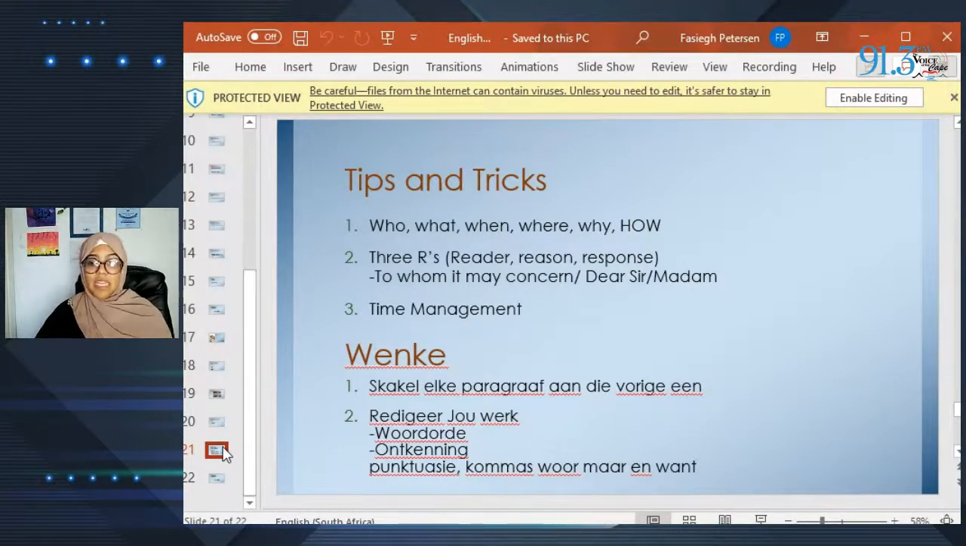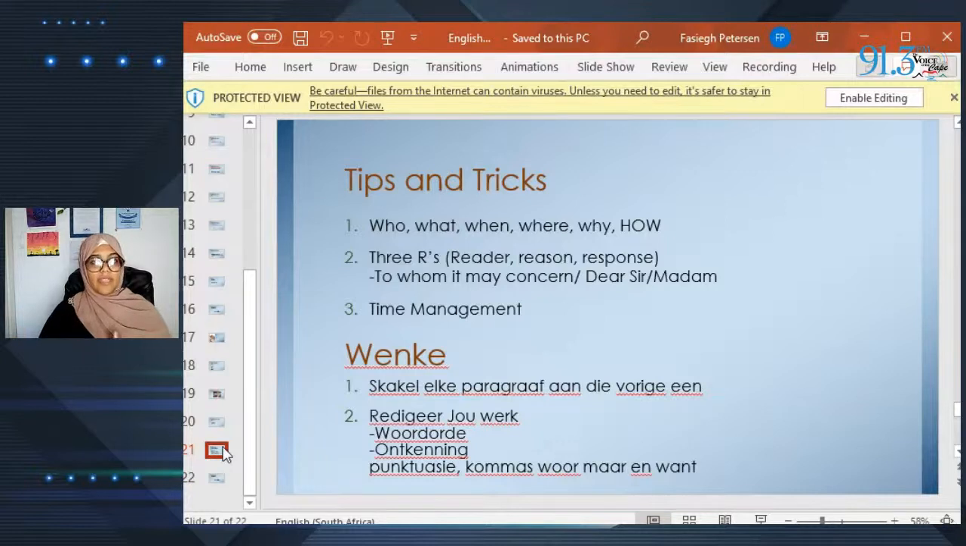And then the next point is also a focus on the 3 R's. So this is also connected to who and what. So the three R's are the reader, the reason, and the response. Because we're focusing on what is written, you think of who is going to read this, whatever it is that you're writing. Who is it intended for? That will determine who your reader is.